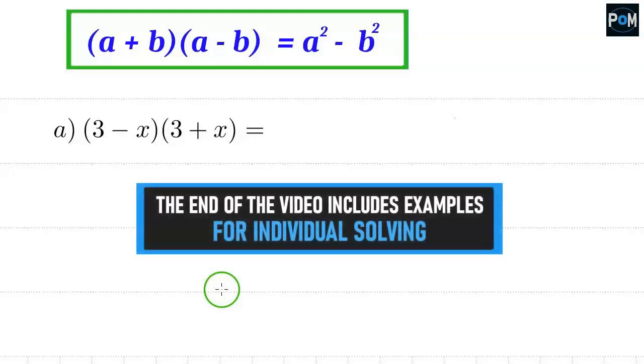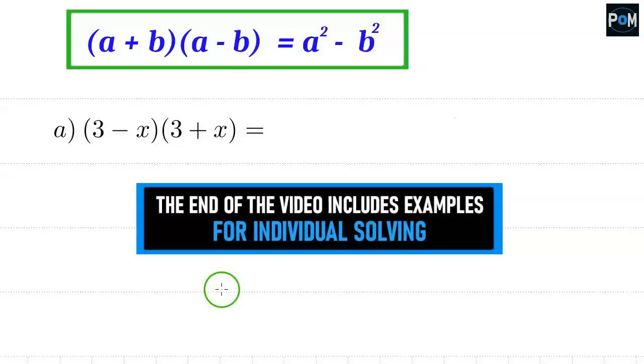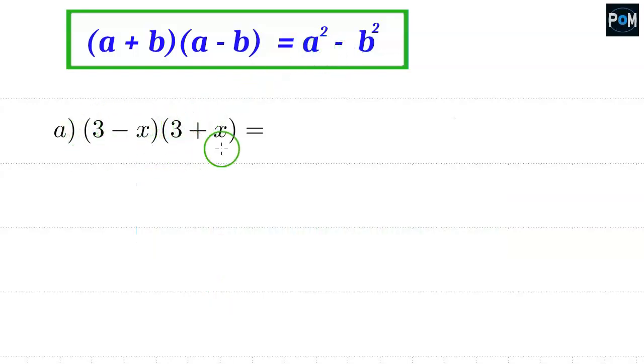In today's video, we'll talk about the special product formula like this. This formula will work for us in examples when we have two identical brackets, almost identical. Only the signs will differ. In one bracket, we have a minus. In the other bracket, we have a plus. Then we can use this formula.